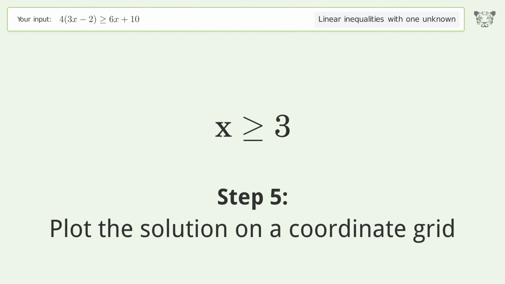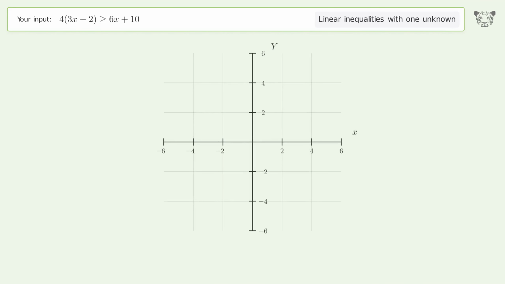Plot the solution on a coordinate grid. And so the final result is x equal or greater than 3.